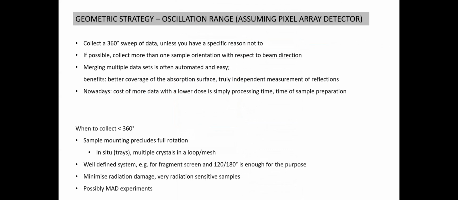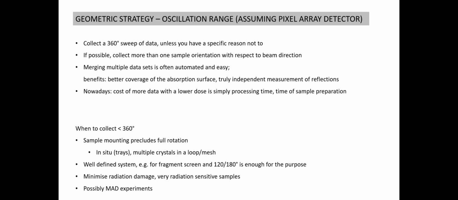Now, I talked about the oscillation range, and these days with fast pixel array detectors, there are not many reasons not to collect, for instance, 360 degrees of data. And if possible, as I said, collect more than one sample orientation with respect to the beam for completeness, but also for statistics. Merging multiple data sets these days, as we've heard, is often automated and easy, and you benefit from better coverage and get truly independent measurements of reflections. And the cost nowadays is really quite low. It's mainly computing time and some sample preparation time.